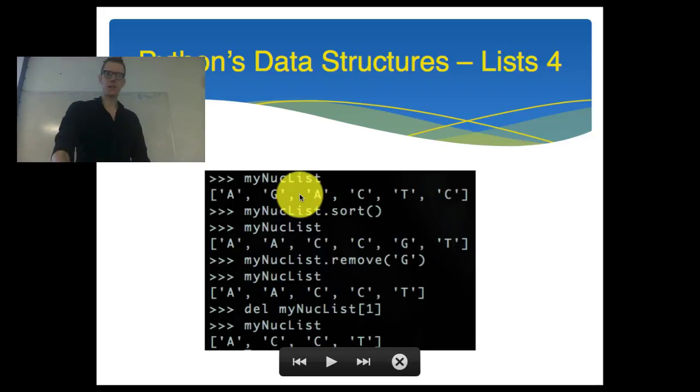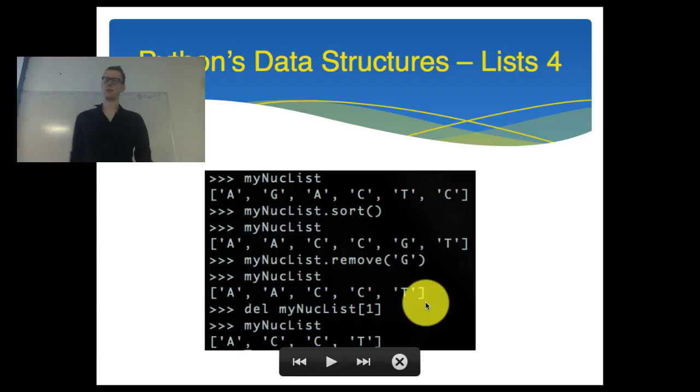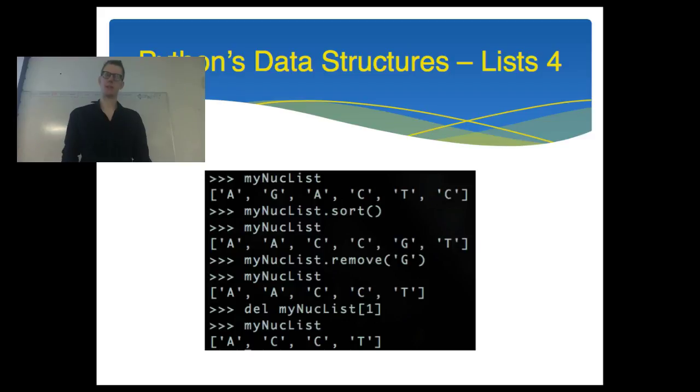So if my nuc list is this sorted list here, and then we do .remove G, we find that the G has gone and we're left with the rest of the list as it was in the same order, but the G is no longer in the list. So .remove will take away the first occurrence of an element in a list.